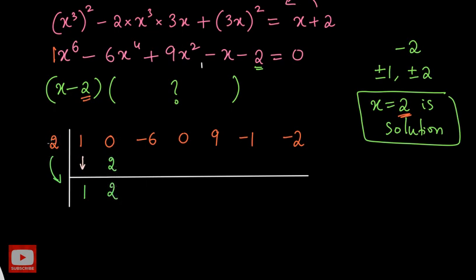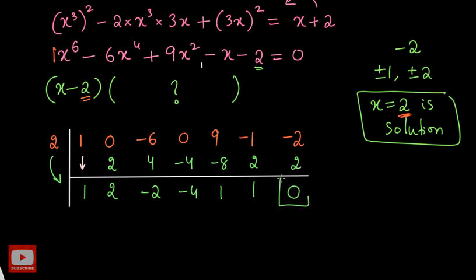Then again multiply this 2 with this 2. 2 times 2 is 4. Minus 6 plus 4 is minus 2. 2 times minus 2 is minus 4. So we have minus 4 again. 2 times minus 4 is minus 8. So we get 1. 2 times 1 is 2, and we get 1 when we add 2 and minus 1. Finally, 2 times 1 is 2 and we get 0.